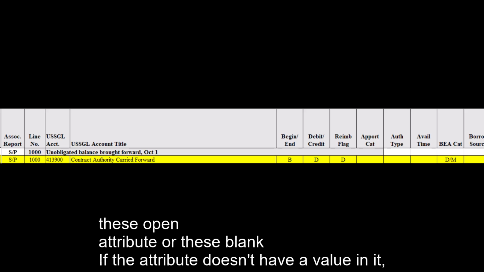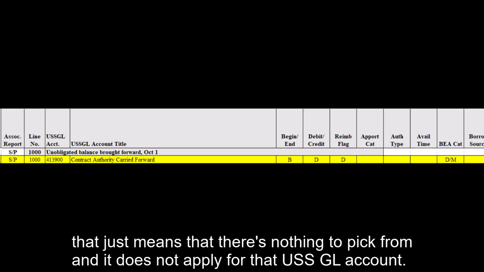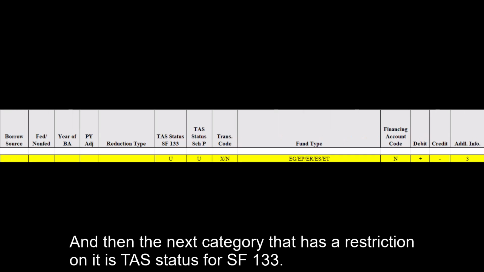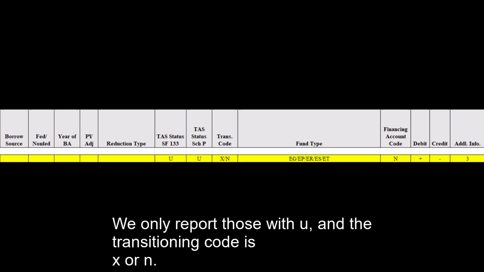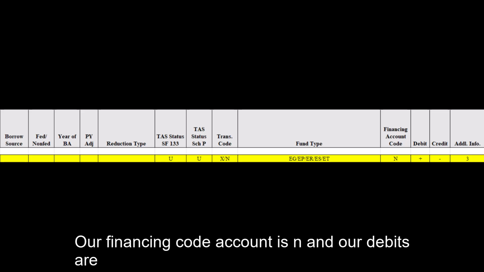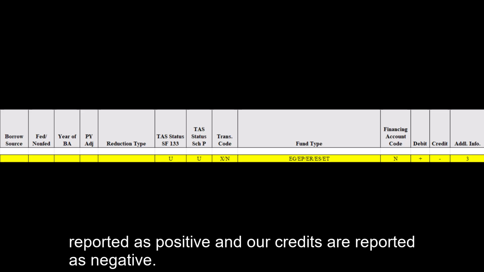If the attribute doesn't have a value in it, that just means that there's nothing to pick from and it does not apply for that USSGL account. You can see the BEA category is D or M. And then the next category that has a restriction on it is TAS status for SF-133. We only report those with U. And the transitioning code is X or N. The fund type, we have a few. Our financing code account is N, and our debits are reported as positive and our credits are reported as negative.